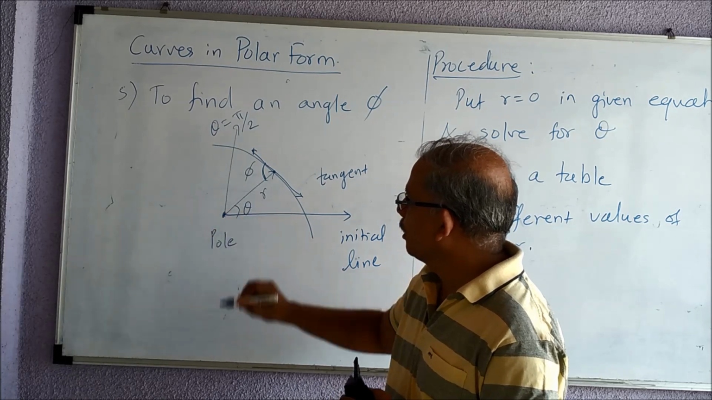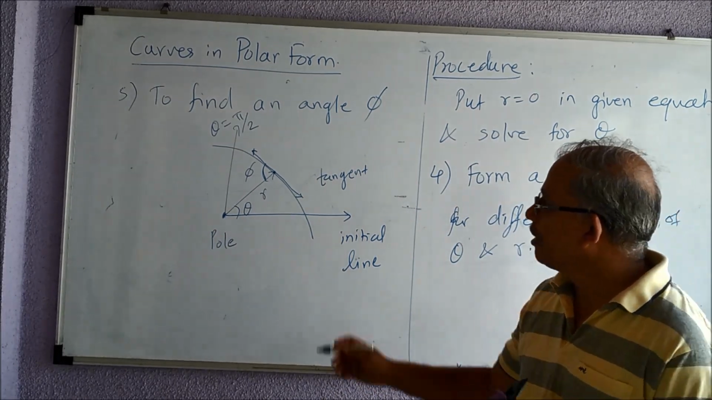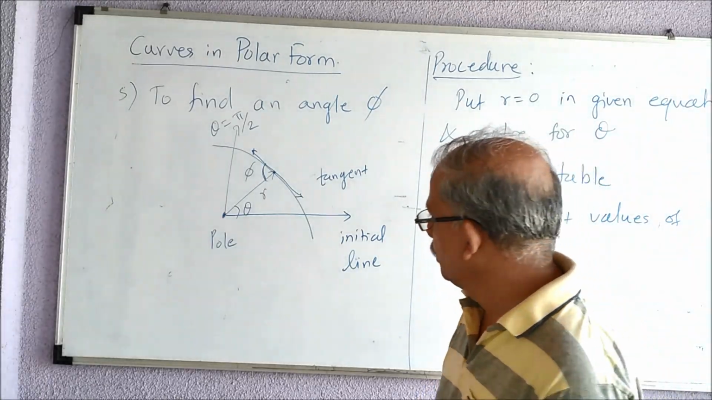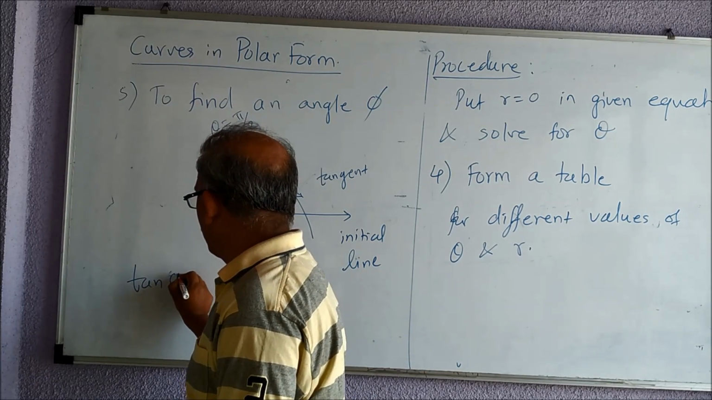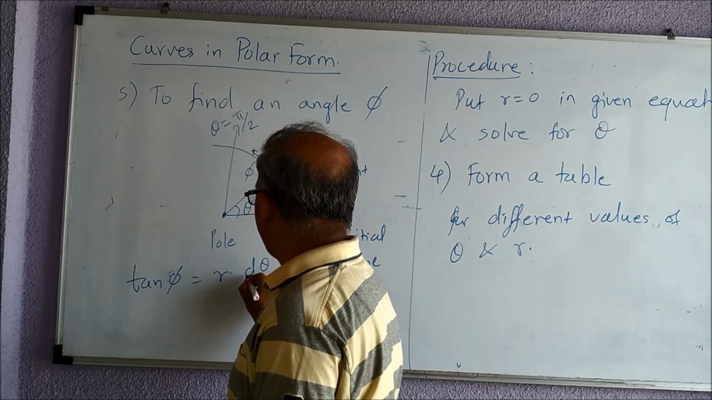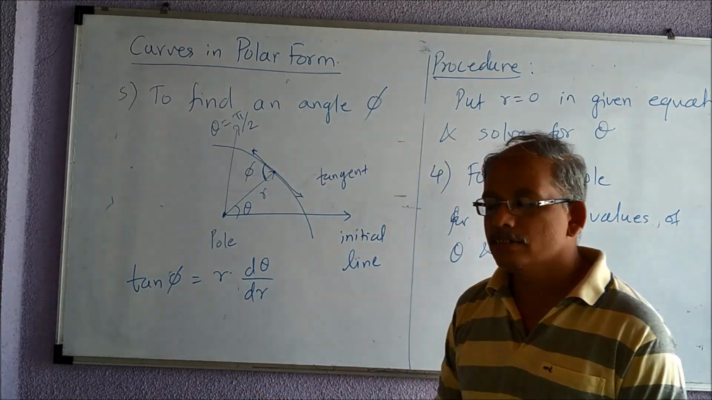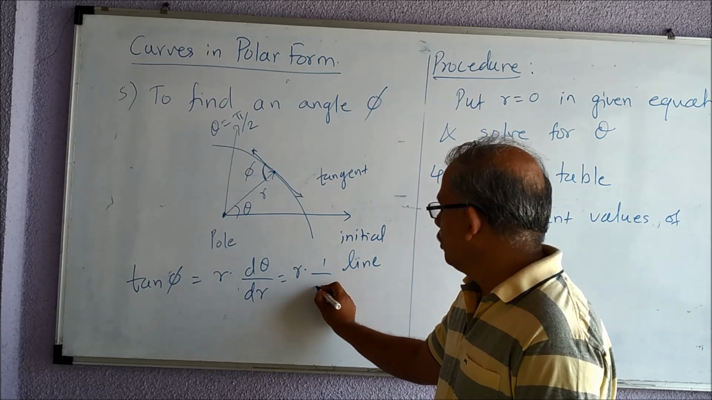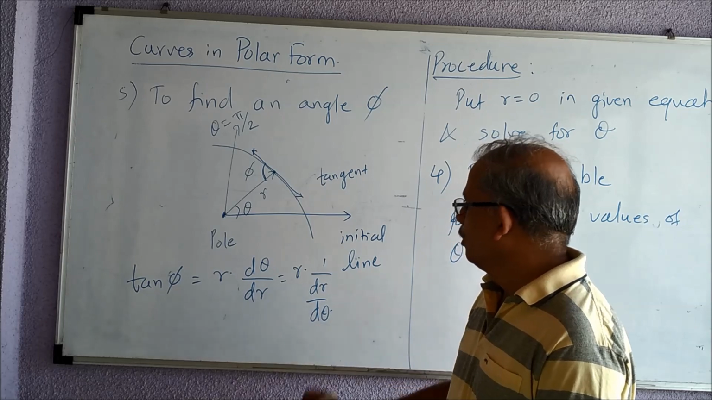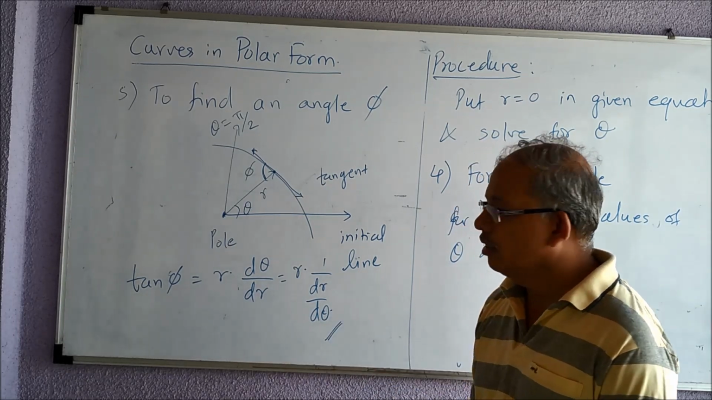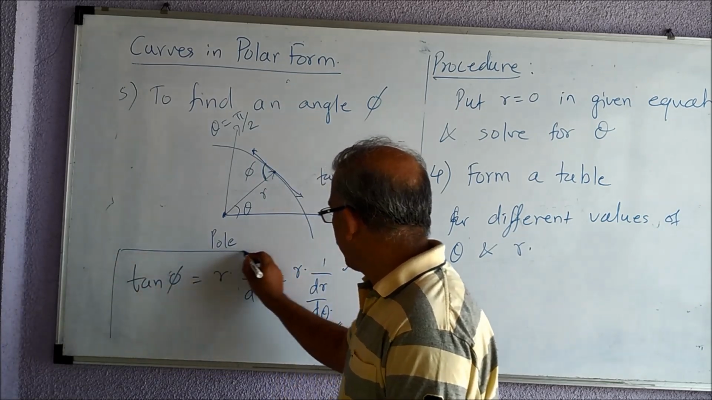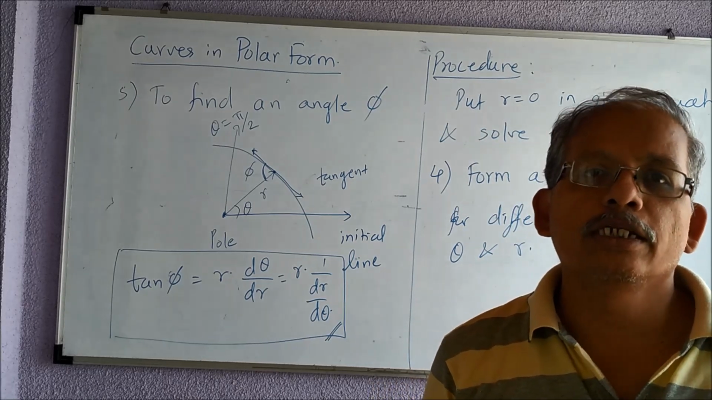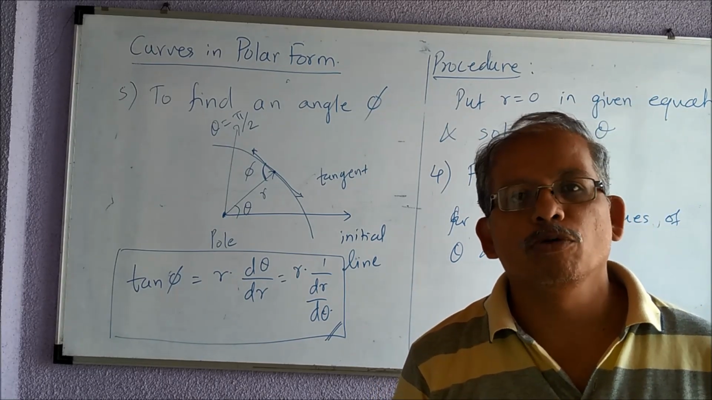Remember, this is your theta. By simple geometrical calculations you can find this phi. I directly give the formula: tan phi is given by r into d theta by dr, or you can write this as r into 1 upon dr by d theta. This is quite useful, as sometimes you will need to find this angle phi. With all this information, you can easily trace the given curve in polar form.